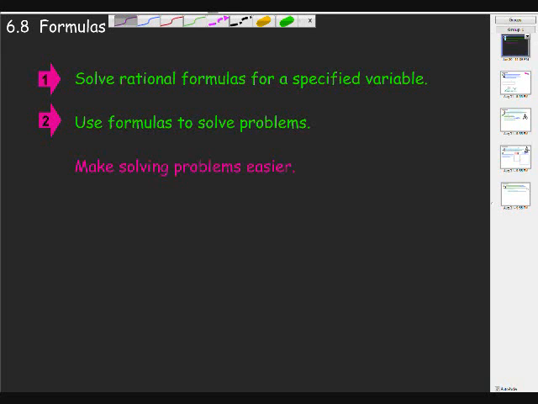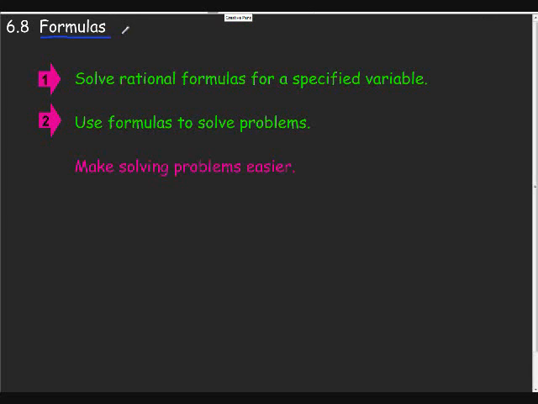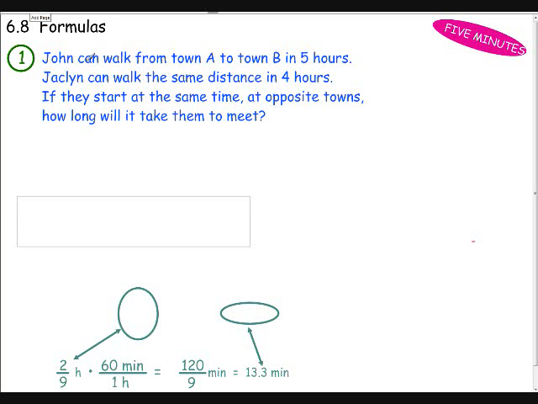Okay, there we go again. This time we're going to be specifically focusing in on formulas, but we're still doing rational equations. So what's a rational formula going to look like? Well, it's going to have something over something, isn't it? How to do these in an easier way. We'll start with a review of what we were just doing in the previous section.